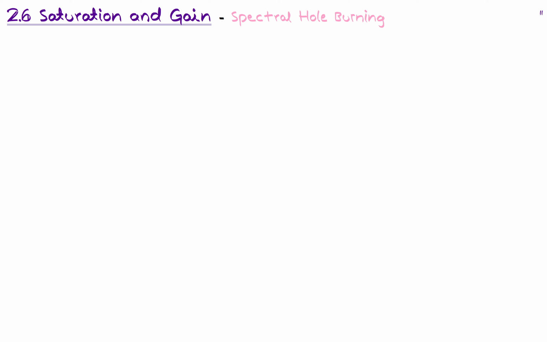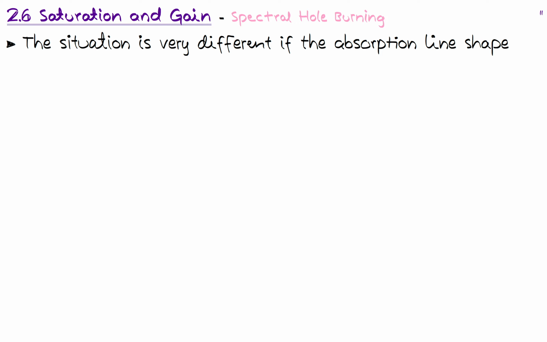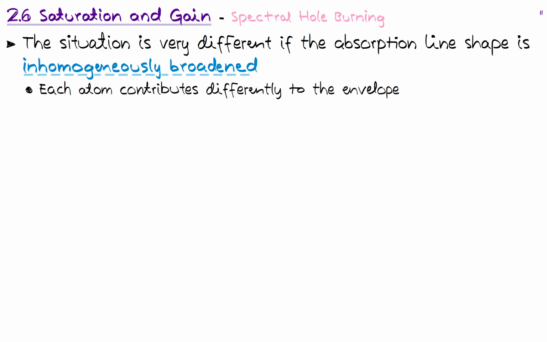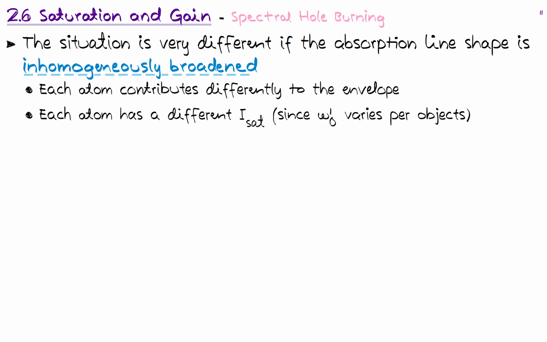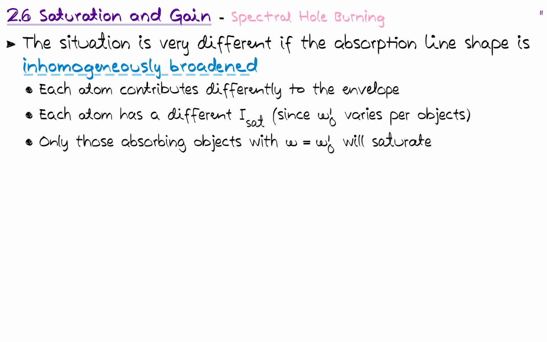And extremely interestingly, I really ask you to think about this, and if you don't get it, talk with us during the discussions. This is really important. If the absorption line shape is inhomogeneously broadened, the situation is extremely different. Now each atom contributes differently to the overall line shape envelope, and each atom has a different saturation intensity because each omega naught prime varies per object, and only those absorbing objects that actually hit the right resonance will saturate, and the other ones will not saturate.